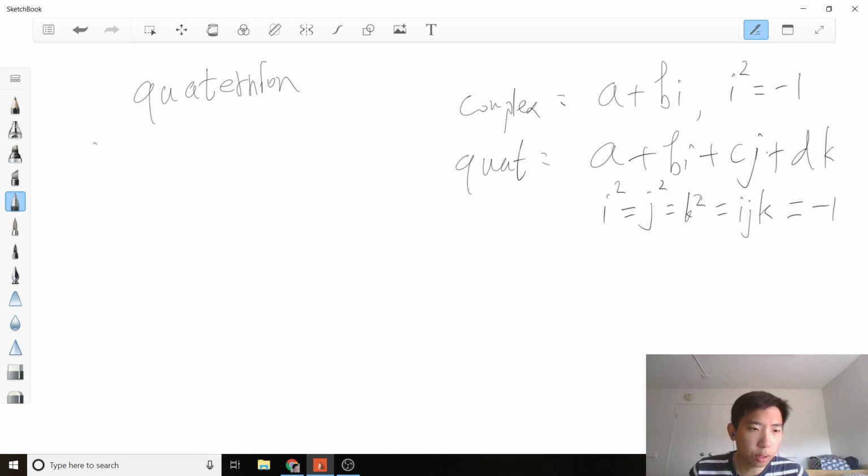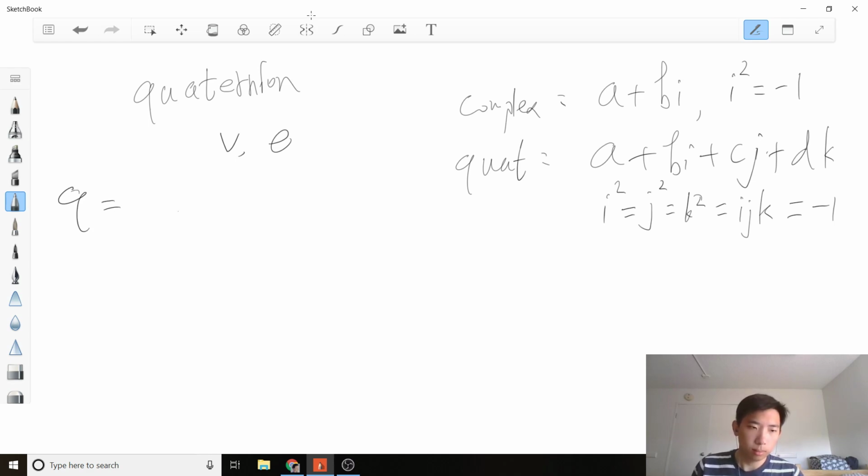Typically the way you construct a quaternion is you're given an axis, let's call this V, and you're given a rotation angle, and you want to produce the unit quaternion that represents a rotation of theta around V, right? It's actually incredibly simple the way you do it.